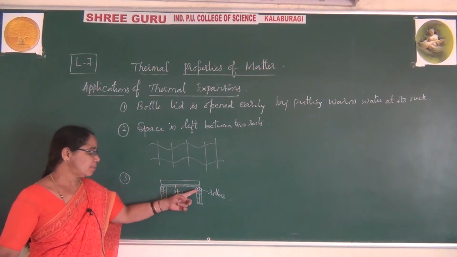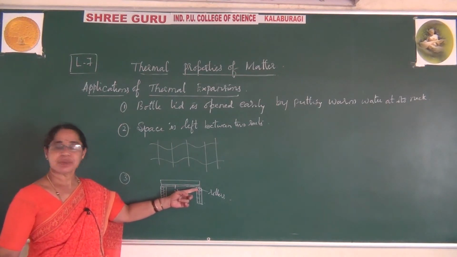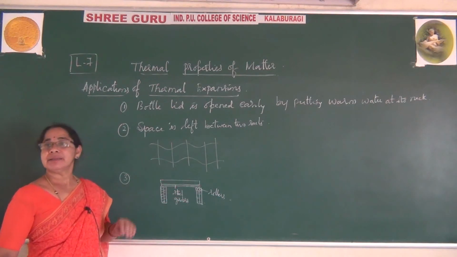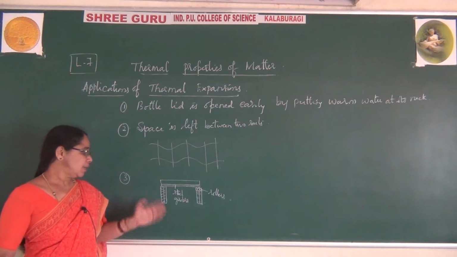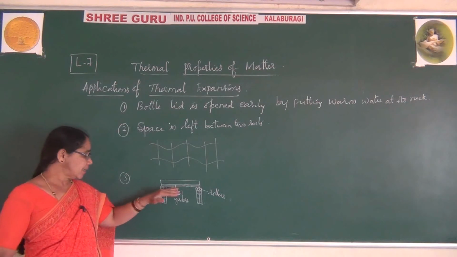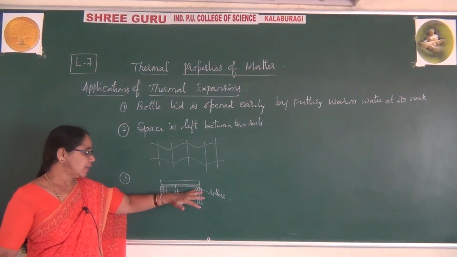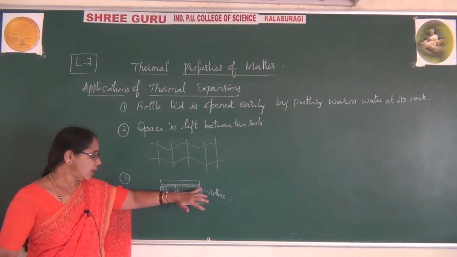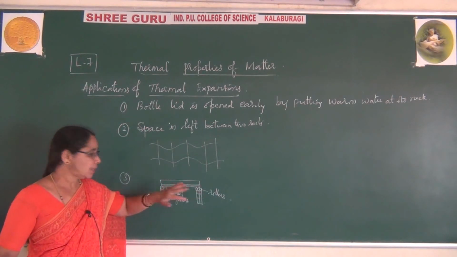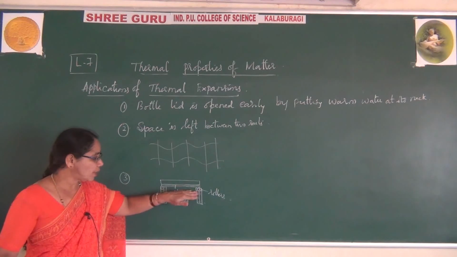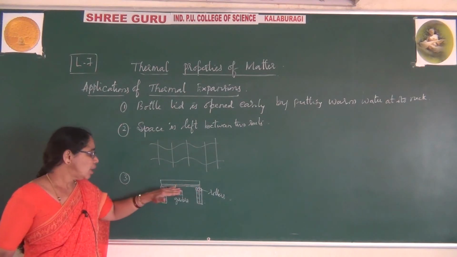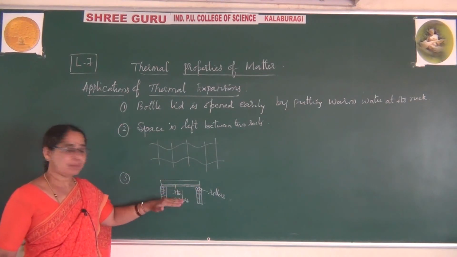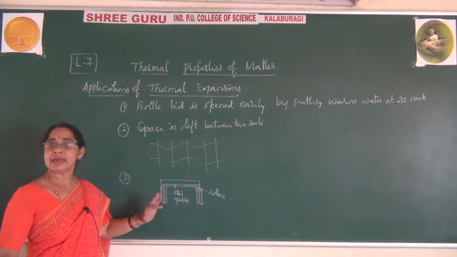At the same time, they are using the rollers. During summer, these steel girders will expand. During winter they contract. As and when they expand or contract, they slide over the rollers, which helps the roofs or bridges remain comfortable even during summer and during winter.